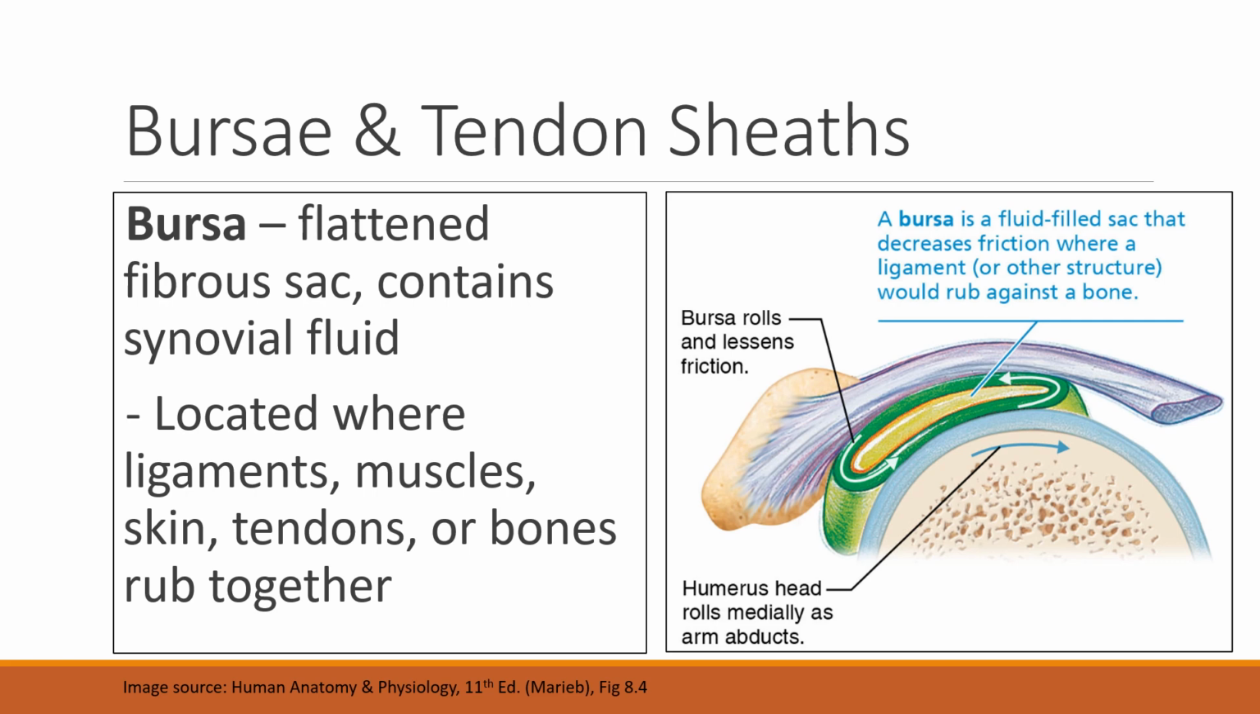Now, the inside of those joints aren't the only places that have structures containing synovial fluid. You have these other structures called bursae. Singular is bursa with an A, plural is with an AE. A bursa is just a flattened fibrous sac that contains synovial fluid, typically located where ligaments, muscles, skin, tendons, or bones will run together. Here's an example: this is the humerus, the head of the arm bone, and you have this little bursa between this bone and this ligament. It helps decrease friction and allows better mobility of the joint.